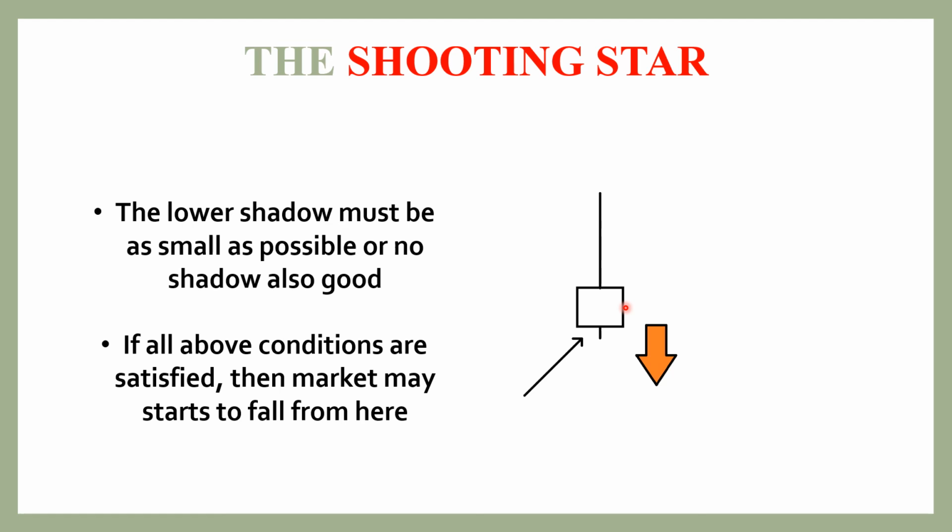Whenever the shooting star pattern is formed, two types of market are possible. One, the market may consolidate or go range bound like this. It won't go up and it won't go down. Or, with more chances, the market may fall from there. Whenever we see the shooting star pattern, from there the market may start to fall.